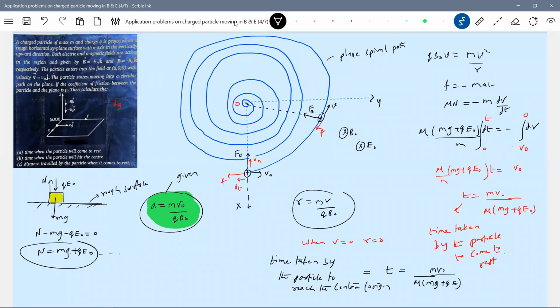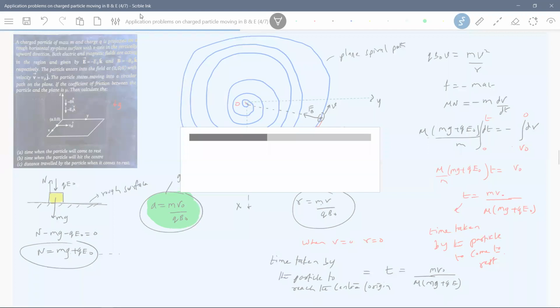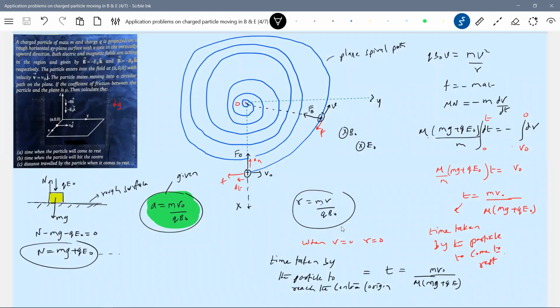Now, after this, the last one: distance traveled. How can we find out the distance traveled? I hope most of you know kinematics. Anybody, can you suggest how to find distance traveled? Velocity into time. Speed into time. Okay, can you make it work? Speed into time.